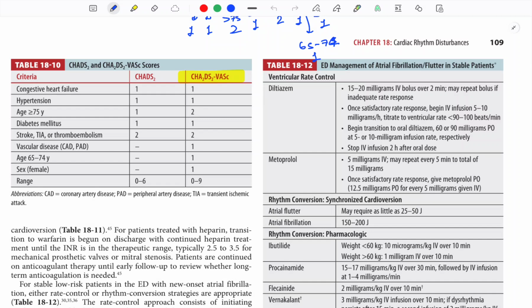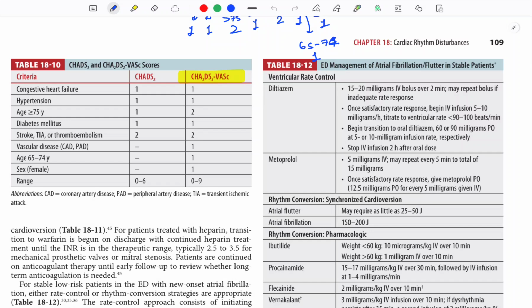Diltiazem is 15 to 20 mg over 2 minutes. Then you can repeat the bolus, and after that start infusion, transition to oral diltiazem 60 to 90 mg, and stop infusion 2 hours after the oral dose.